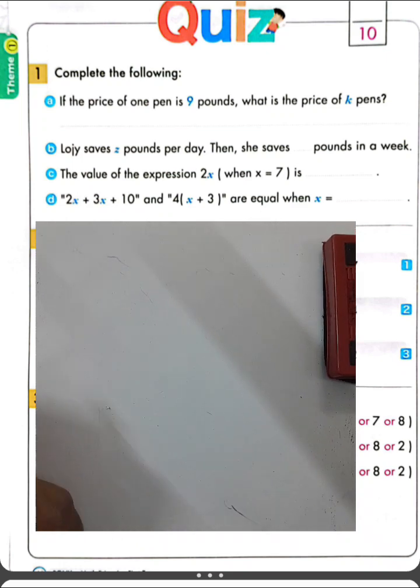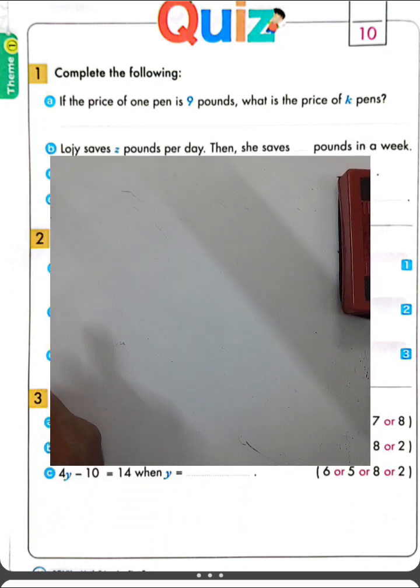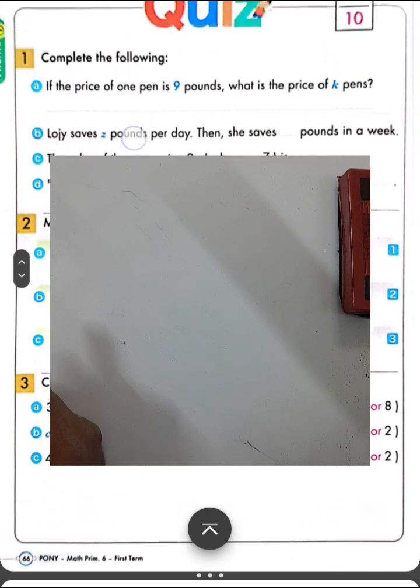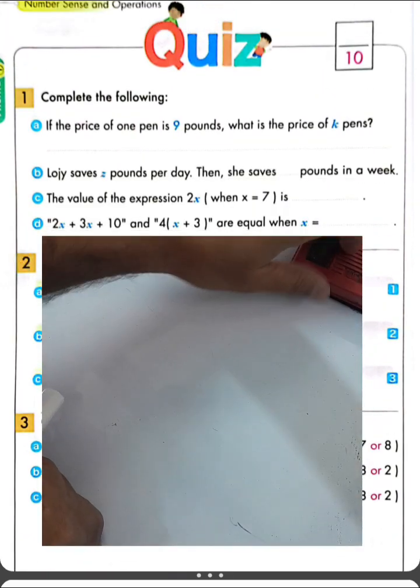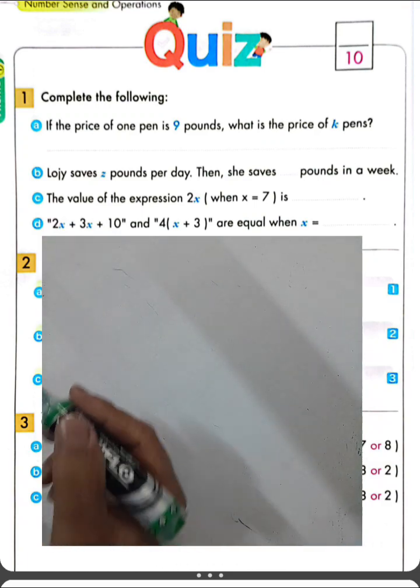Page 66 from Bonnie book, the main book. Okay, look with me at question number 1.